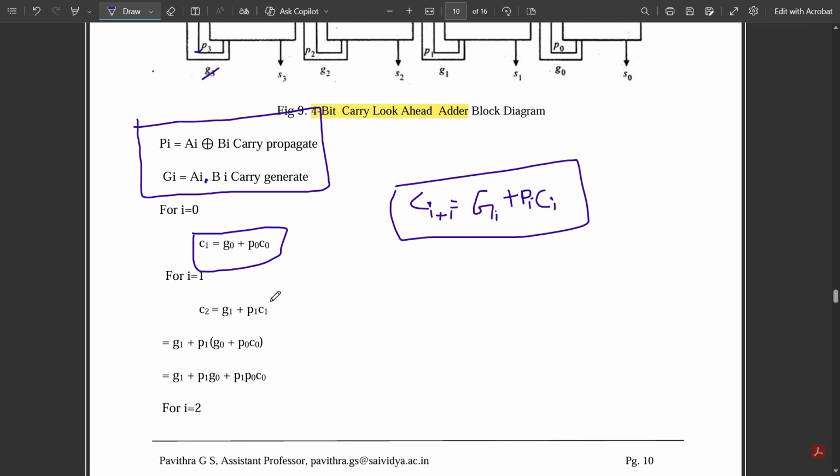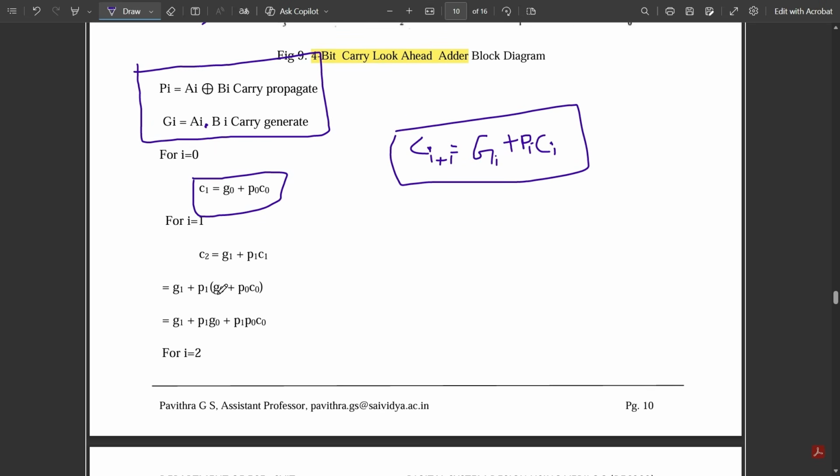Next is for I equal to 1, that is 1 plus 1. So we would be getting C2, which is equal to G1 plus P1 into C1. Whatever C1 we got, you substitute here from this equation. So we would be getting G1 plus P1 into (G0 plus P0 C0). You multiply it and write it together, that is G1 plus P1 G0 plus P1 P0 C0. So this is for I equal to 1.